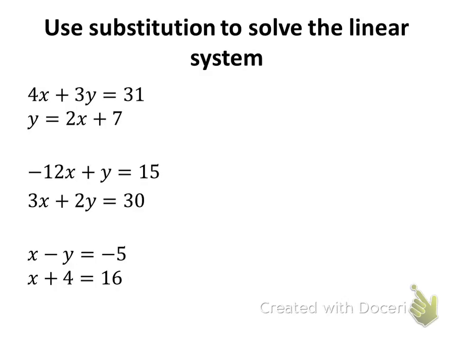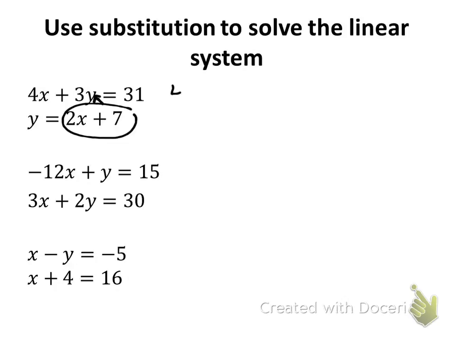So I look at this first problem here, and I've got to ask myself, is there a variable already isolated? Well, lucky for me, they have already isolated the y in the second problem. So that step is already done. So I can just take this 2x plus 7 and plug it in for y in the top equation. We always want to plug it into the opposite equation. I would never want to plug it into the same one because nothing's going to work out.